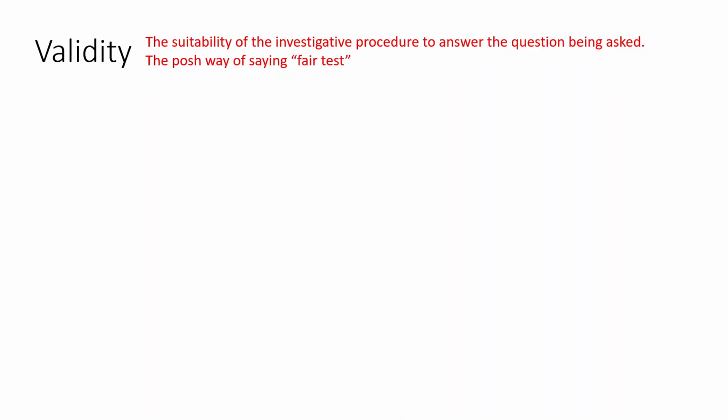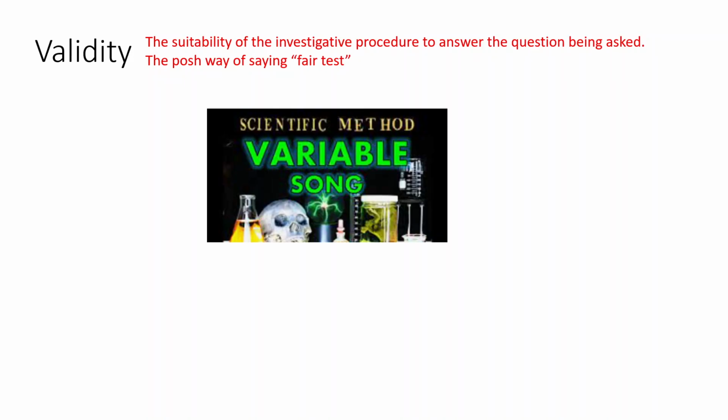Validity is, again, this is the posh definition, the suitability of the investigative procedure to answer the question being asked. It means, is it a fair test? A valid experiment is one that is fair. But we can't use the term fair test. We have to use the term valid. Best way to remember what to do to make experiments more valid is to think of where you have heard this term, maybe in a lovely, joyous song. A variable song, perhaps.